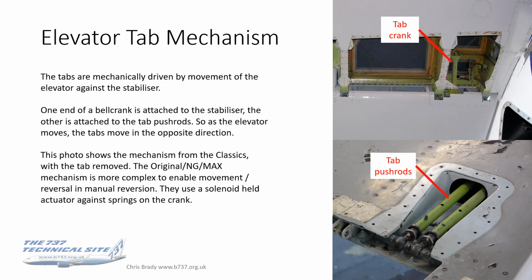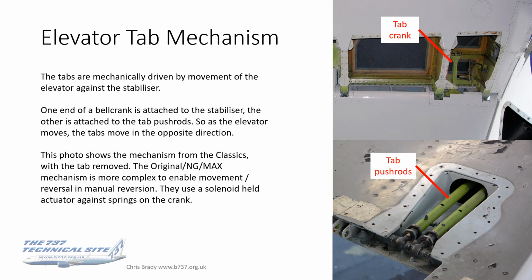The elevator tab mechanism itself is mechanically driven by the movement of the elevator against the stabilizer. So it looks for a difference in elevator position from the stab to move the tabs. You've got one end of a bell crank attached to the stab, the other attached to the tab push rods. So as the elevator moves, the tabs move in the opposite direction.